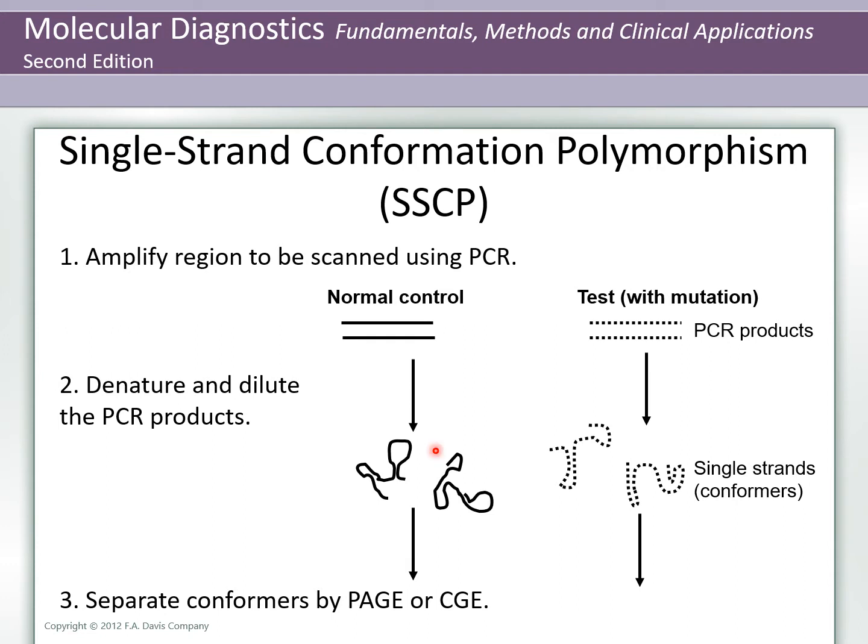This diagram shows an example of a normal control and test sample with a mutation in which single-strand conformation polymorphism is performed. Firstly, the region of interest needs to be amplified using PCR. The PCR products are then denatured and diluted. And lastly, the conformers, or the single-stranded folded DNA, are separated using either PAGE or capillary electrophoresis.